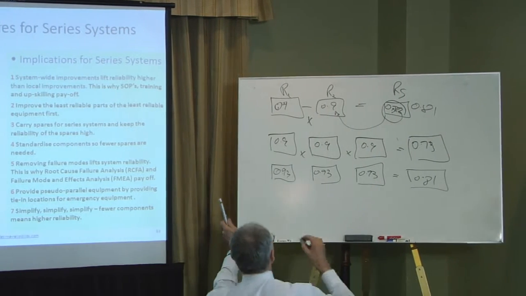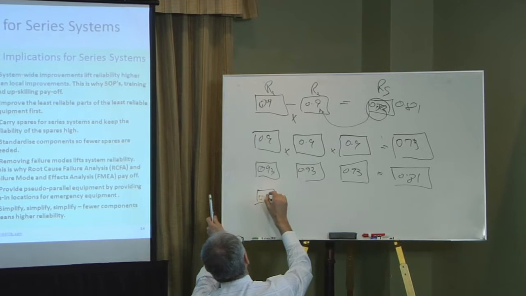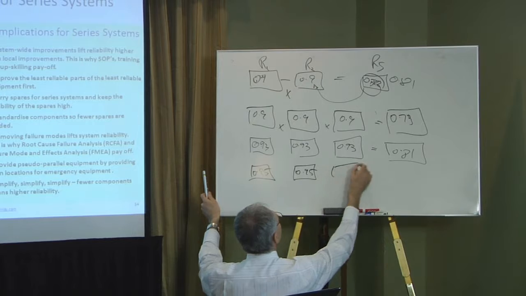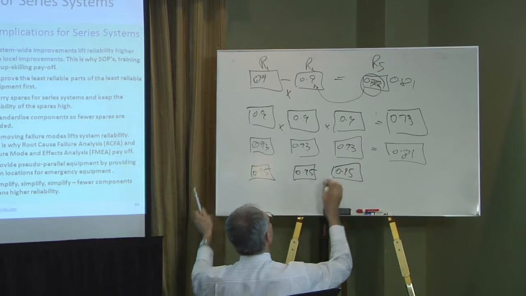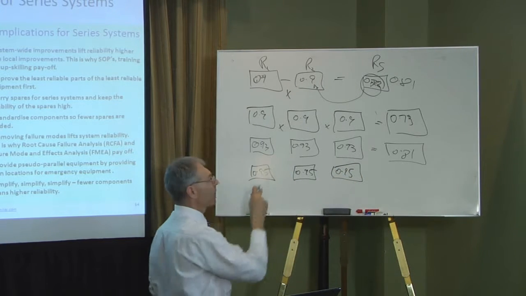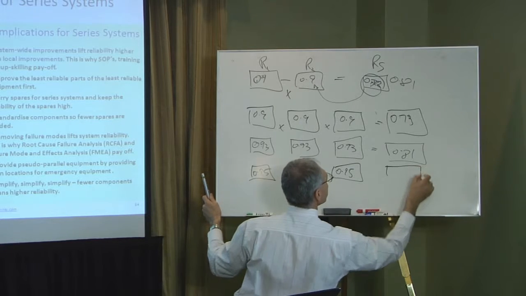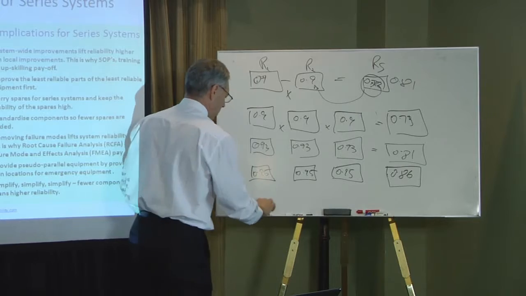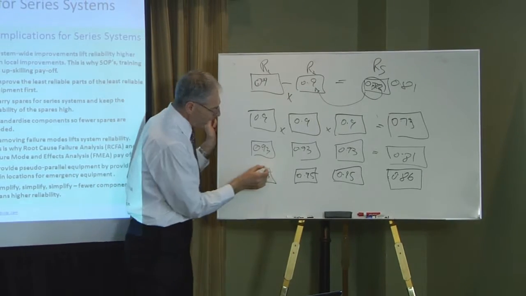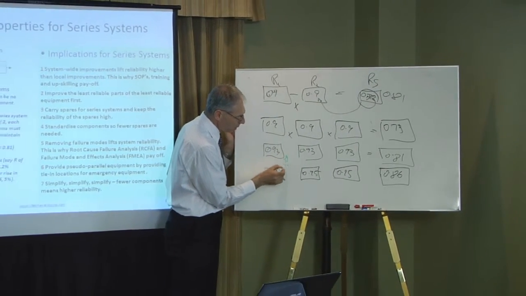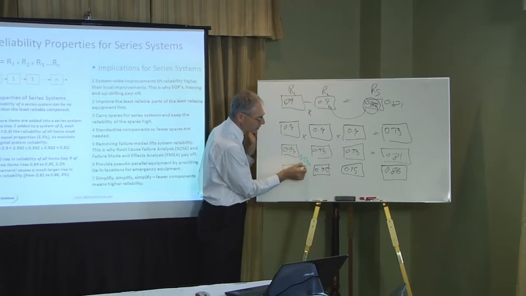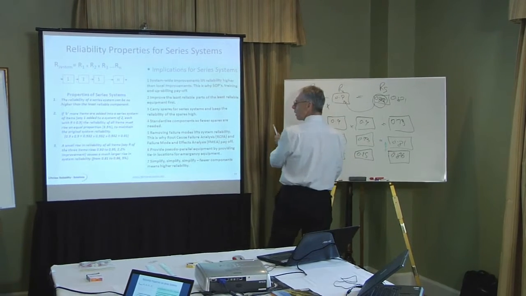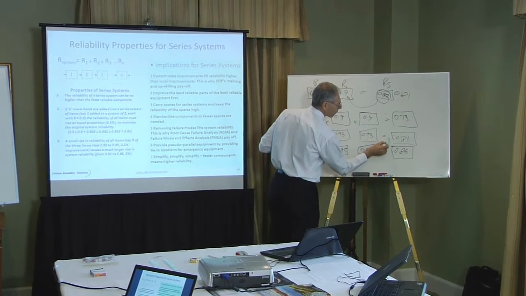If we can do something, if we can go 0.95, 0.95, 0.95, if I can make that happen, increase reliability, then this one here goes to 0.86. This change is 2.2%. This change, I think, is 5%.